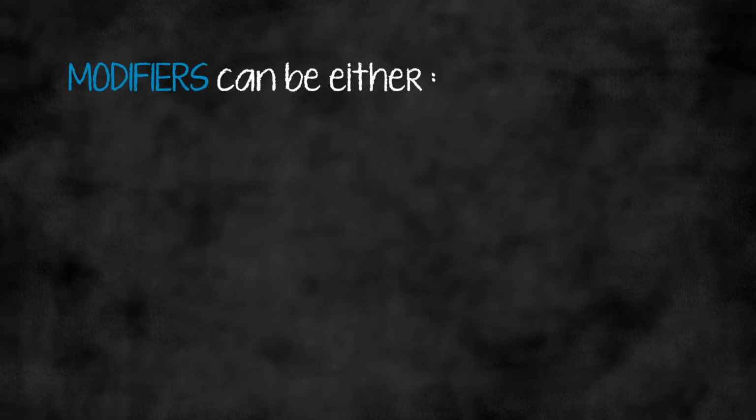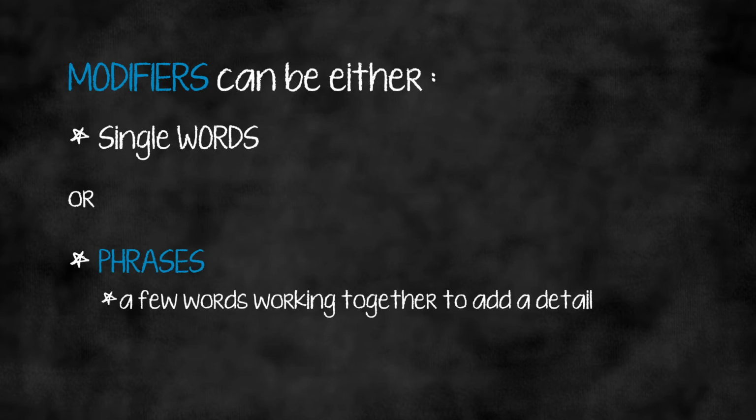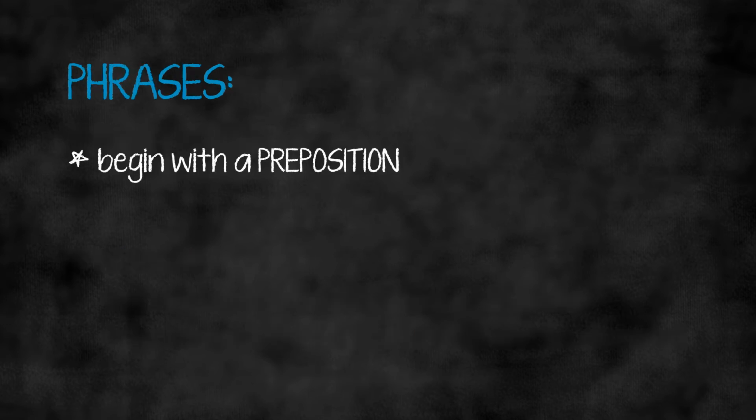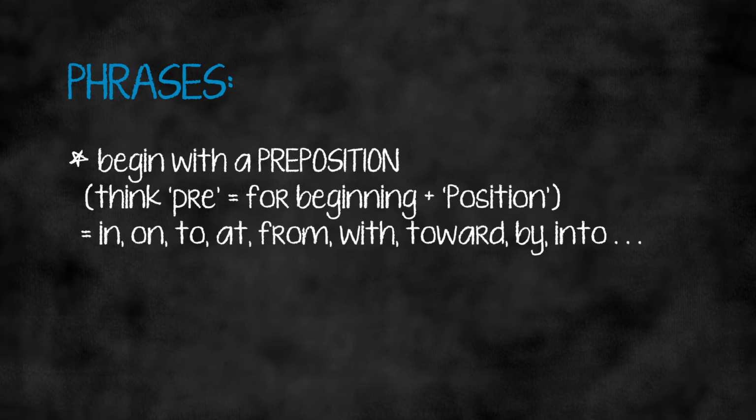Modifiers can be single words or phrases. Phrases are a few words working together to add a detail. Phrases are not a complete thought, so they are not a sentence. Phrases begin with a preposition. Think pre for the beginning of a phrase and position for giving us information about the detail. It could be in, on, to, and so on.